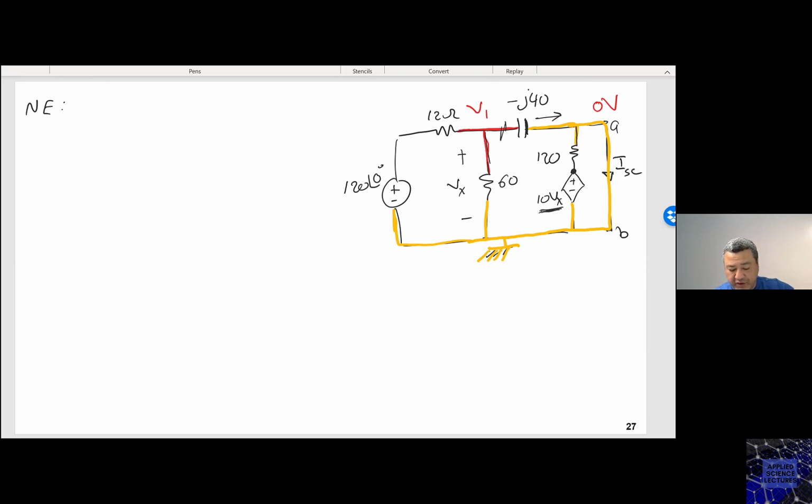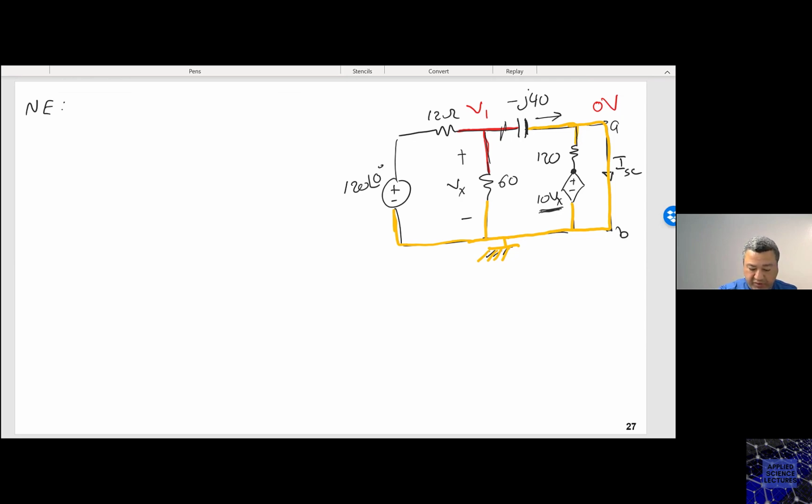And eventually, this Vx, the voltage here, is 10 Vx, which is 10 V1, will also result in a current. And then we will write the KCL at node A, at this node here, in order to find the total current. So let's do this.